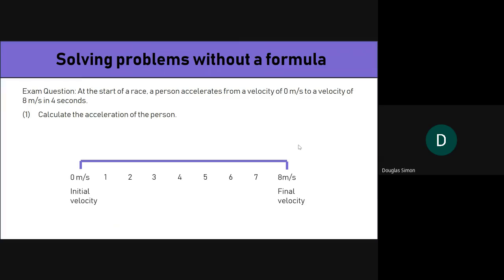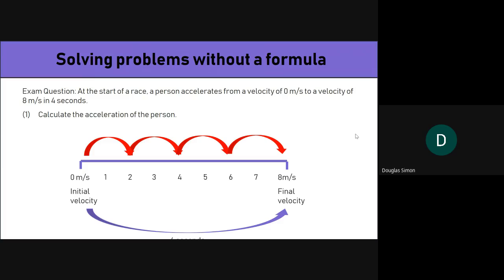So every second, how much faster are they getting? Well, we need to go from 0 to 8 in 4 seconds. So 0 to 8 in 4 steps. How do we go from 0 to 8 in 4 steps? Well, in one step, we'd obviously go 2. In the second step, we'll go another 2, another 2, and another 2, and so on.